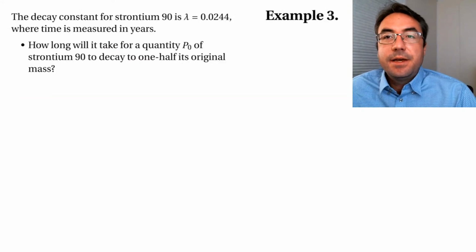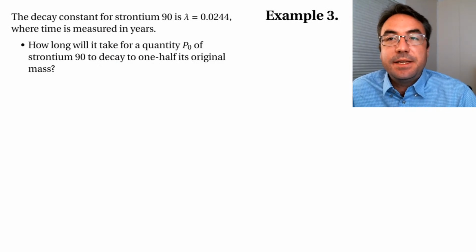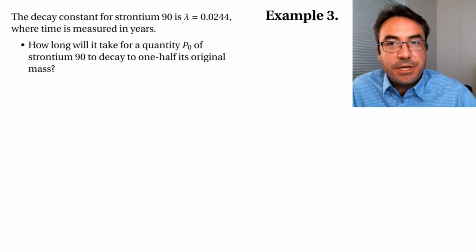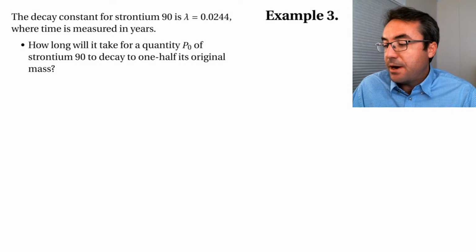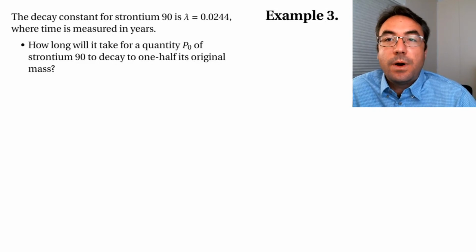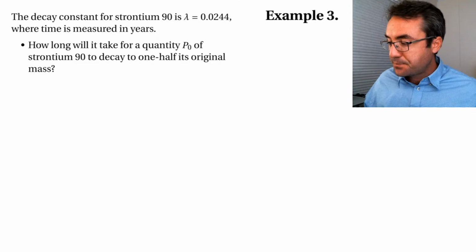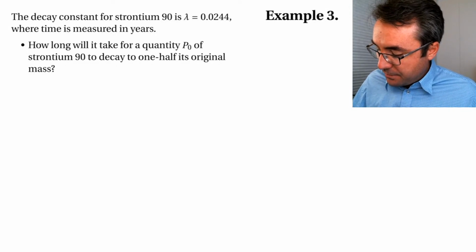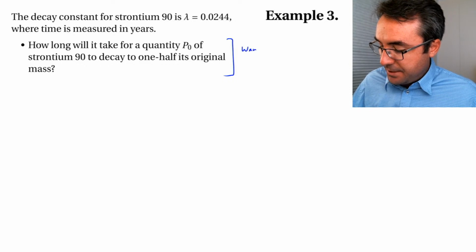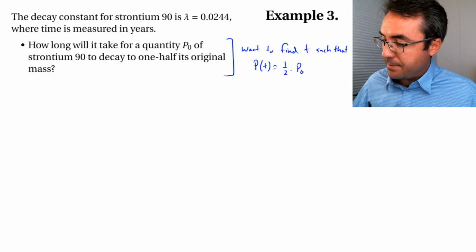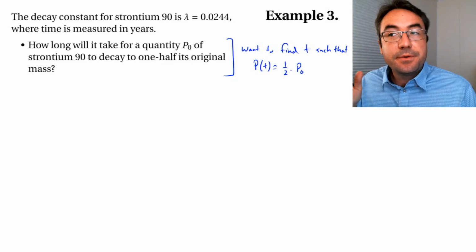So let's say that the decay constant for strontium-90 is lambda equal to 0.0244, where time is measured in years. And we want to figure out how long it will take for the quantity P0 of strontium-90 to decay to 1/2 its original mass. So essentially what we want to find here is the time t such that P of t is equal to 1/2 its starting mass. Essentially, we want to find the half-life.